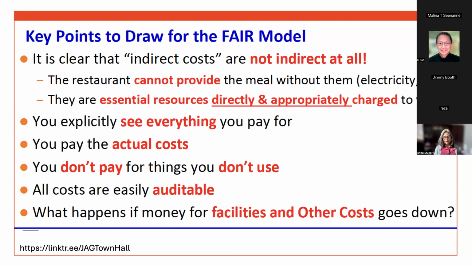But one of the complaints about indirect costs in the past has been that they're not transparent, right? We don't know where they go. We don't know how they're charged. And so one of the key ideas behind the FAIR model is to make these costs more transparent to anyone. Pay the actual costs. You don't pay for what you don't use. And another key point that they like to make is that the costs are easily auditable. So we know where things are going. We know where the costs are being taken from.